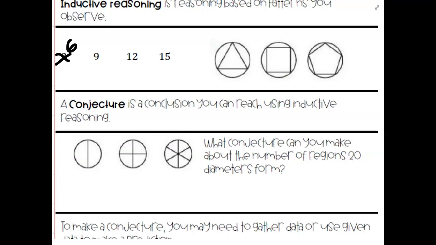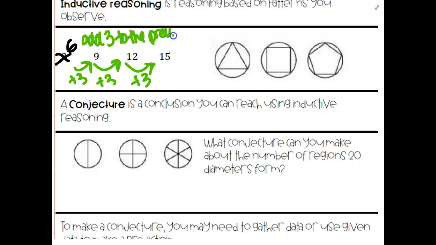What are we observing here? Yeah, it looks like we're just adding 3, right? 6 plus 3, 9 plus 3, 12 plus 3. If we wanted to be a little more specific, we could say, what you're doing is you are going to add 3 to the previous term. Yeah, to get to the next term, add 3 to the previous term.